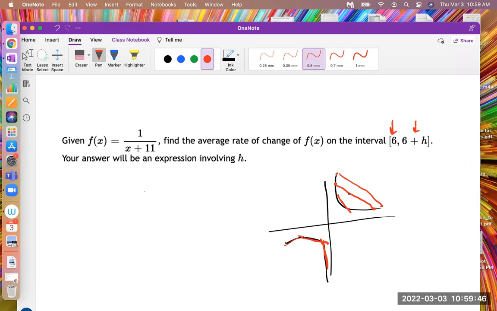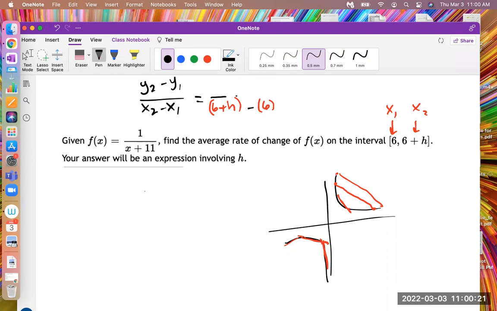Okay, so the big thing here, these are x values. This is our x1 and our x2, like we saw a minute ago in our problem. We need y2 minus y1 over x2 minus x1. Well, we already have part of that problem. Our x2 is 6 plus h, and we can put it in parentheses, and then our x1 is 6.